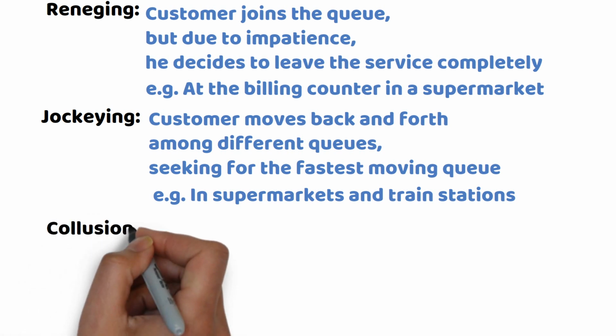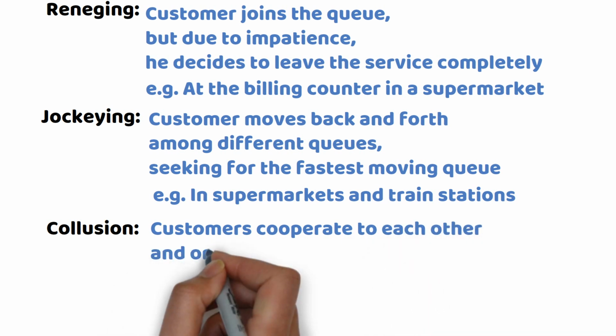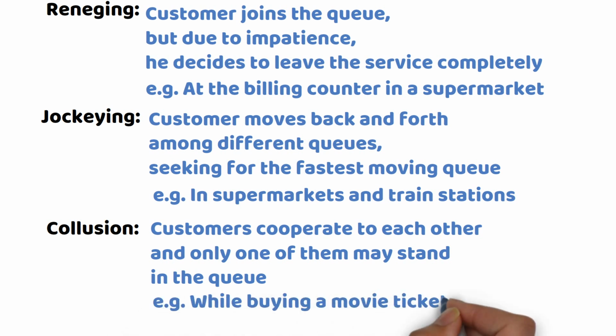Collusion is a behavior in which customers cooperate with each other, and only one of them may stand in the queue. For example, while buying a movie ticket, one person can collect money from many and stand alone in the queue for all of them to buy their tickets.